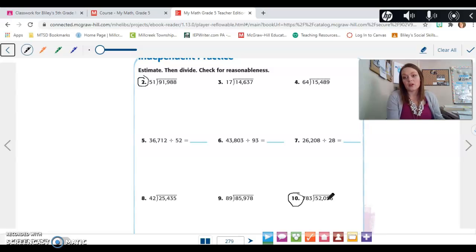I would also like you to get your green light on your reflex. You do not need to do the homework, the word problems on the back, or any additional pages. So 2 through 10, green light.